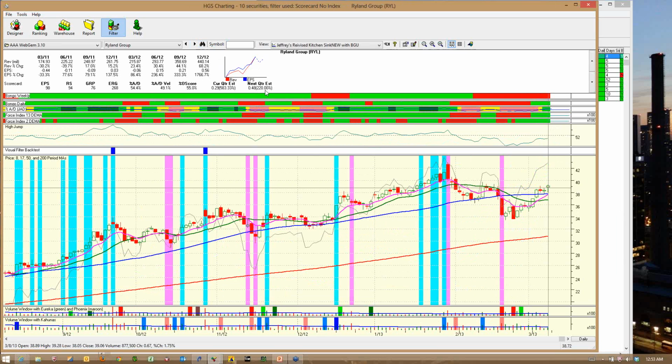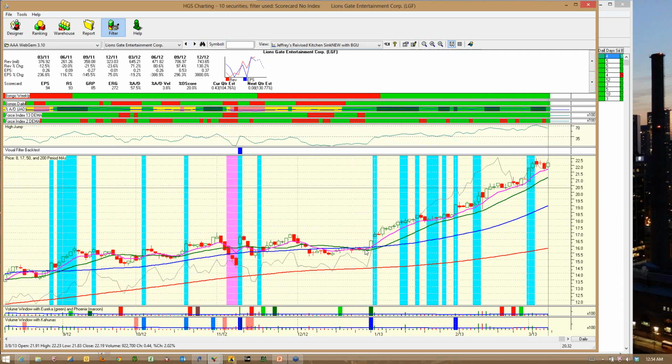Ryland is one of those houses. Great earnings per share growth, got above the 50, might be interesting. Lionsgate, this is the one I like. Remember Virgin Media was doing this, and I kept questioning why and telling people they needed to get into it. It got taken out. Another nice move here off of a pocket pivot and a big kahuna. A nice run up here, sideways for a couple of days. Looks like it wants to run again. Great earnings per share growth.